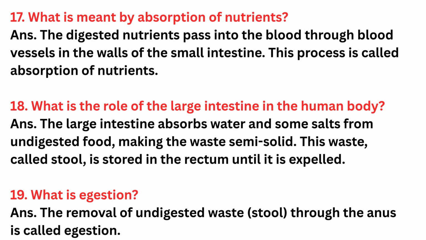Question number 17. What is meant by absorption of nutrients? Answer. The digested nutrients pass into the blood through blood vessels in the walls of small intestine. This process is called absorption of nutrients.